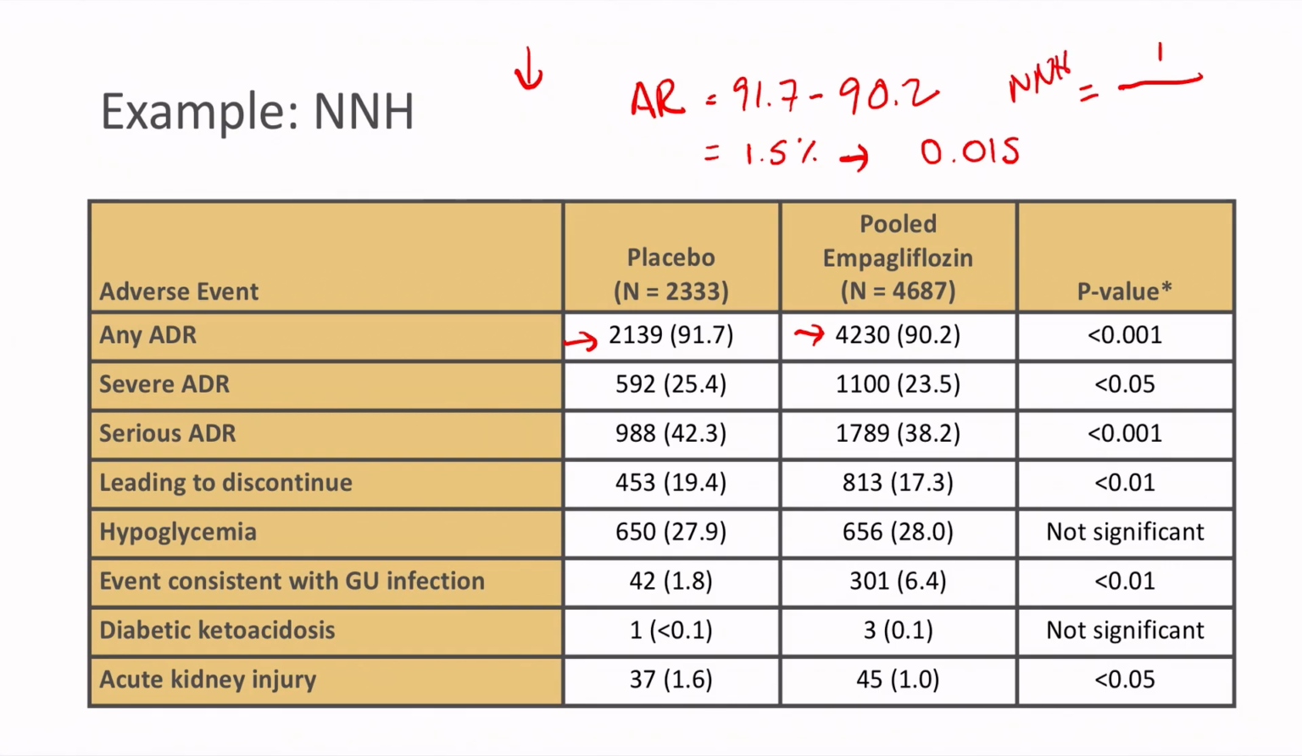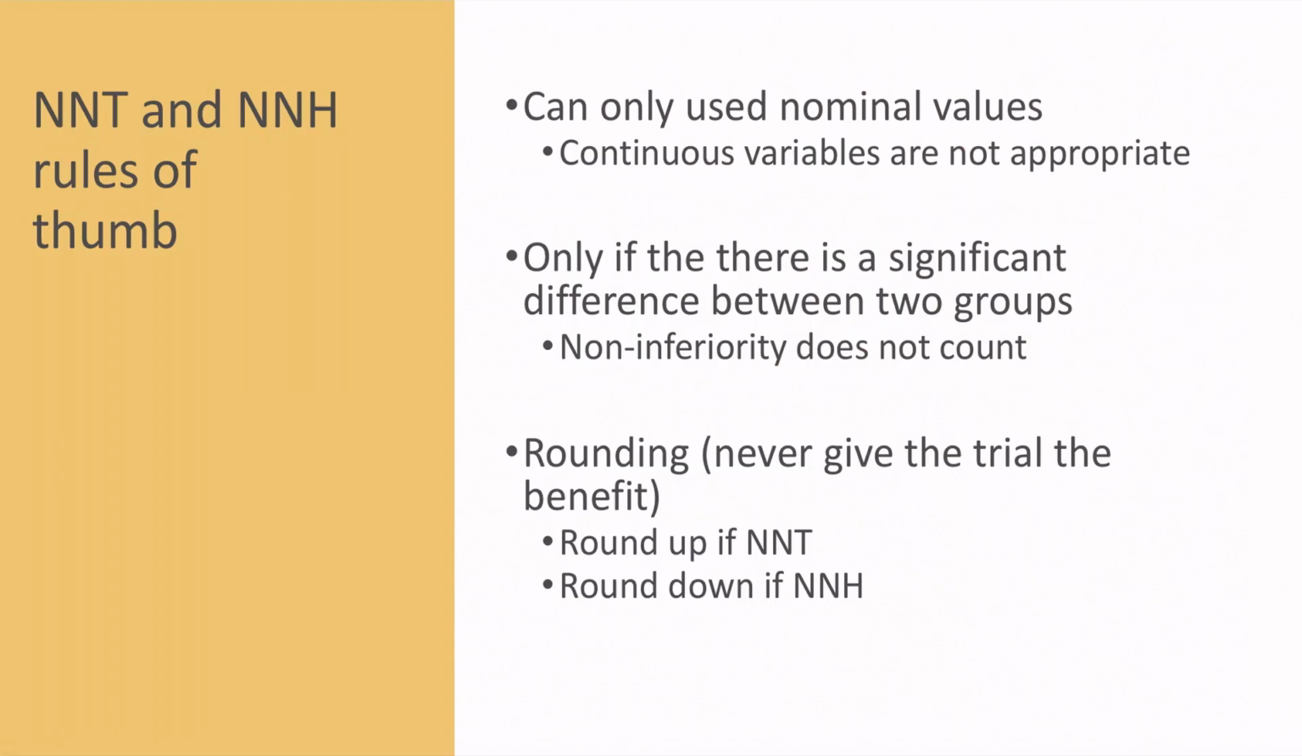So, lucky for you guys, 1 divided by 0.015, we've already calculated, equals 66.6. For number needed to harm, we always round down because, again, we want to assume that it takes one less patient. We never give the drug the benefit of the doubt to have this event. So 66 is our number needed to harm.